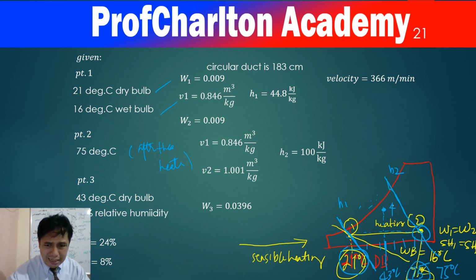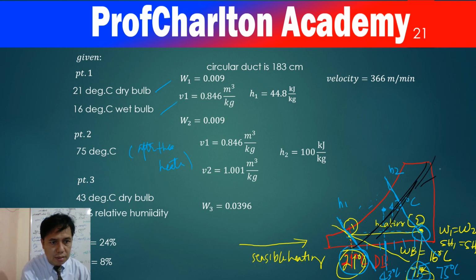Oh, not yet. We need another parameter. Of course, we know the temperature is 43 degrees centigrade, but there's another point that we need so that we can locate the exact location, and that is the 70% relative humidity. Let me use another color so that we can differentiate everything.